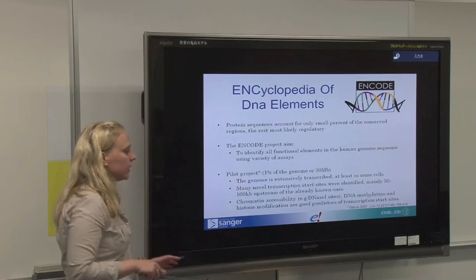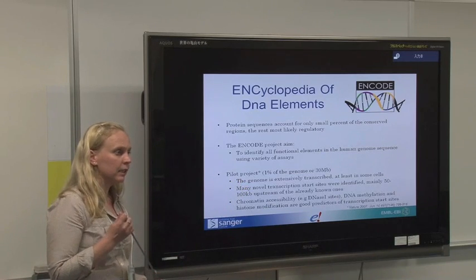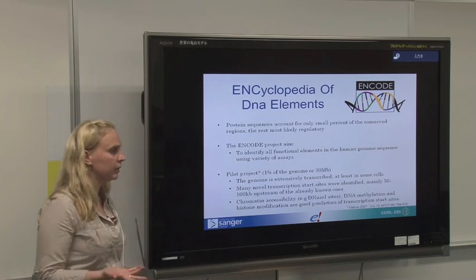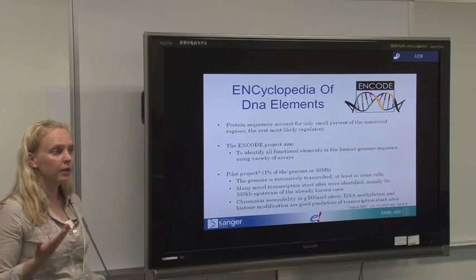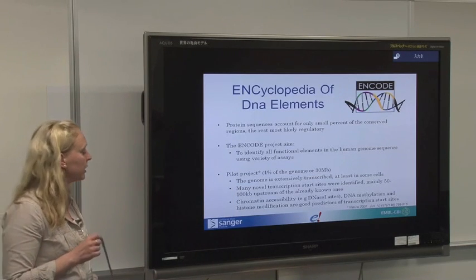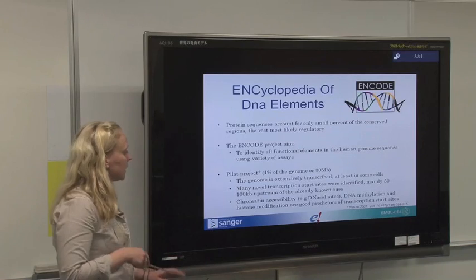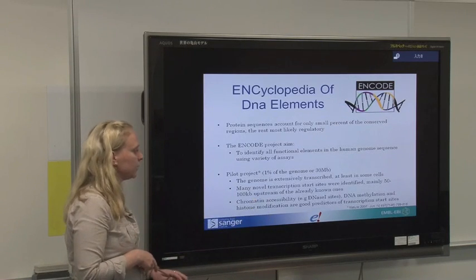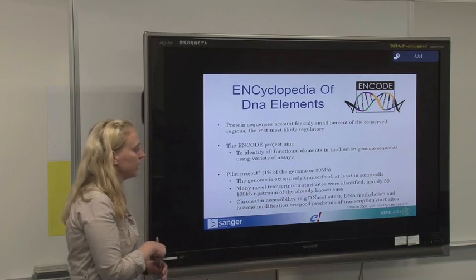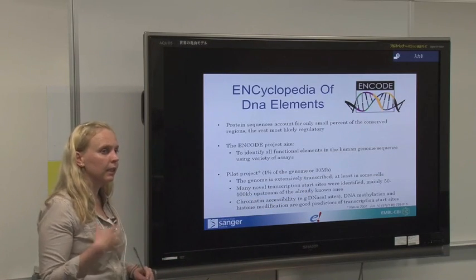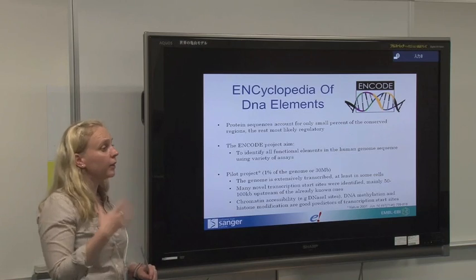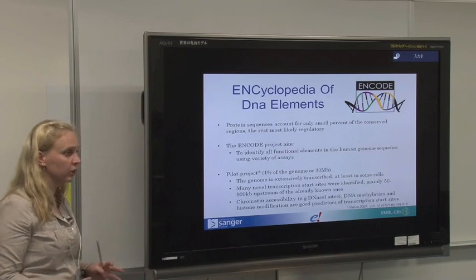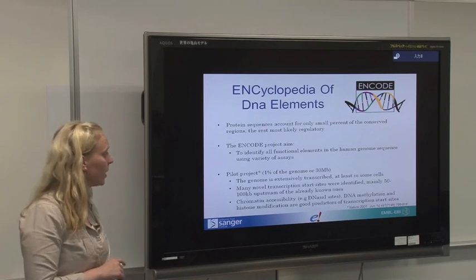Also, they found that many genes have alternative start sites, sometimes even quite far away from the expected transcription start site. And using all these methods, they also concluded that chromatin accessibility, such as DNase binding sites, DNA methylation, and chromatin modifications are good predictors of promoter regions and transcription start sites.